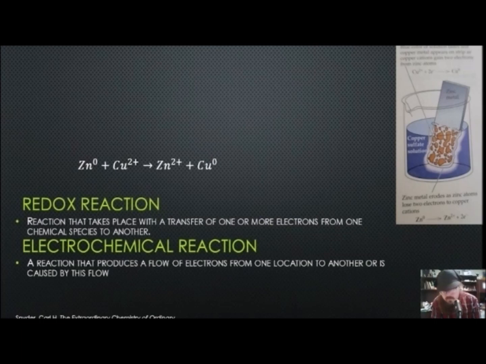Now, when we separate this into 2 individual cells, as opposed to just putting the 2 metals together, it becomes an electrochemical reaction, which is a reaction that produces a flow of electrons from one location to another, or is caused by this flow. So a reaction could be caused by the flow of electrons, but either way, the idea is we're not allowing the 2 things to react directly together. So that Daniell cell is an electrochemical reaction. But all of these work based on redox reactions. So not all redox reactions cause electrochemical reactions, but all electrochemical reactions need to work based on the redox principle.